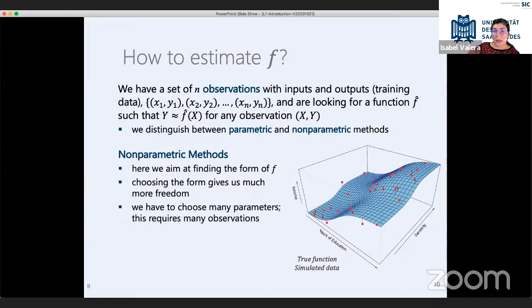So the thing is that, as I was saying, if you assume non-parametric, that doesn't mean no parameters, but it means more like an infinite number of parameters, or at least a very large number of parameters. So in general, we are going to need a large number of observations in order to do a good fitting of the parameters.